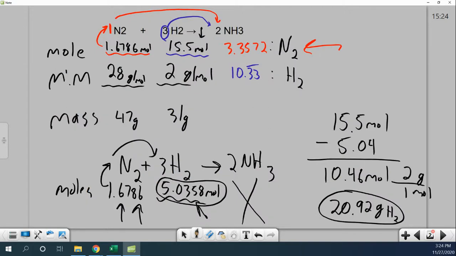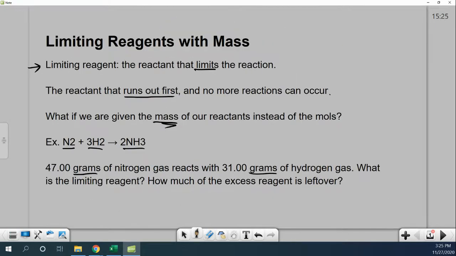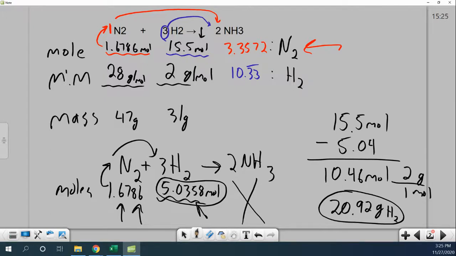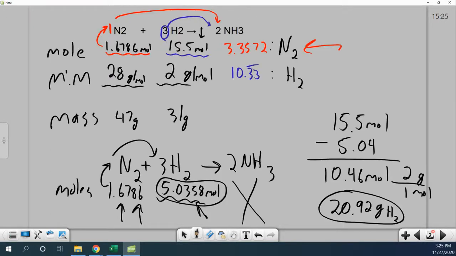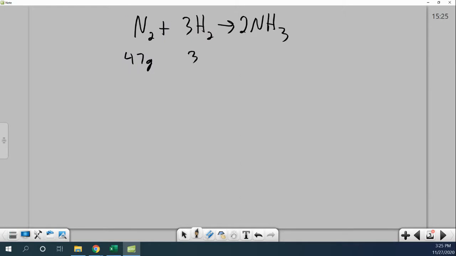Now, if this works for you, fantastic. You're kind of good to go. If you prefer the math way of doing it, well, let's write down the same equation. I've got 2 of those with 3 of those, and I'm good. Okay. I'm also going to write down, as per usual, what they tell me in the question. 47 grams nitrogen. And I know 31 grams of hydrogen.